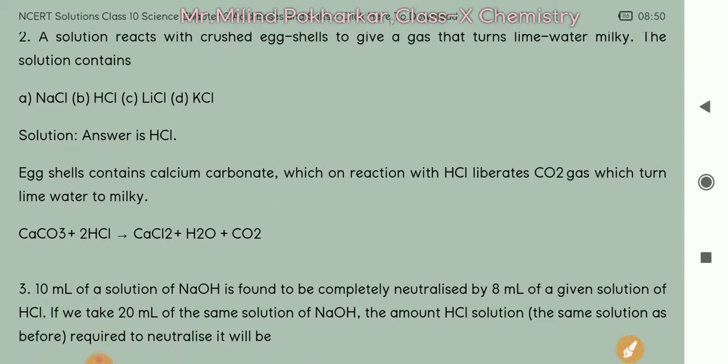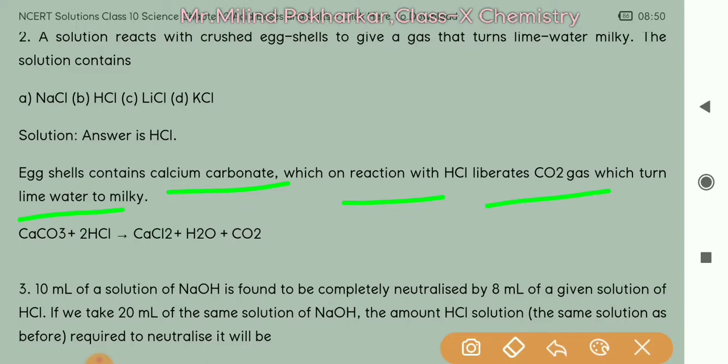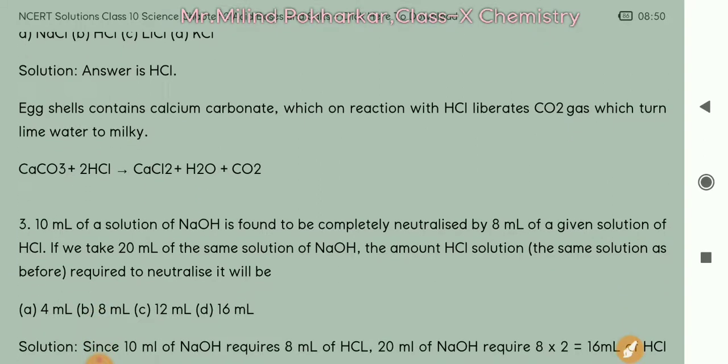In the explanation, eggshell contains calcium carbonate, which on reaction with HCl liberates CO2 gas and turns lime water milky. So CaCO3 plus HCl gives CaCl2, H2O and CO2. This is the reaction that takes place here.